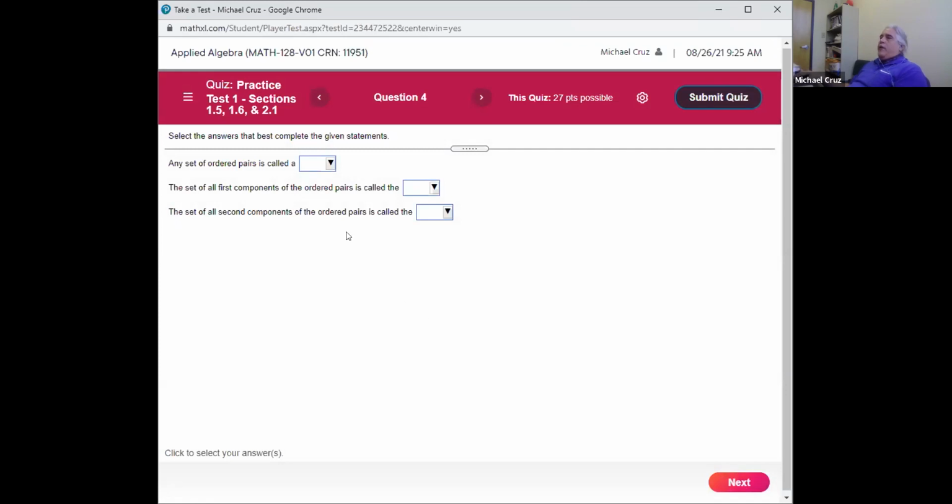Any set of ordered pairs is called a relation. It could be a function, but we'd have to see it to test it. The first set of components, the x values, is called the domain, right? And the second ones are called the range. That's the output. That was essentially like the first question we took, where we were given the ordered pairs and wrote them down.